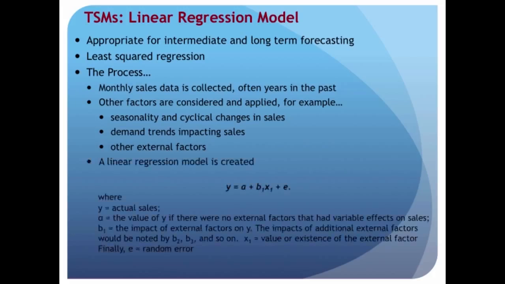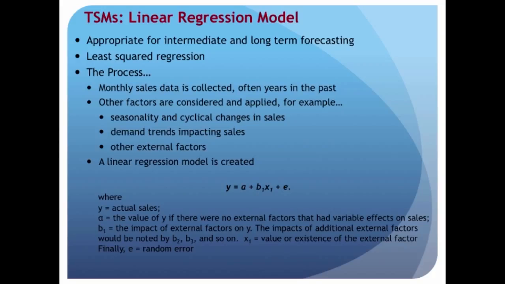From this information, a linear regression model is created that is expressed as y equals alpha plus b1x1 plus e, where y on the left side of the equation is actual sales. Alpha is the assumed sales for a period in a vacuum, that is, what the sales would be without taking into consideration any of the external factors that might influence sales.